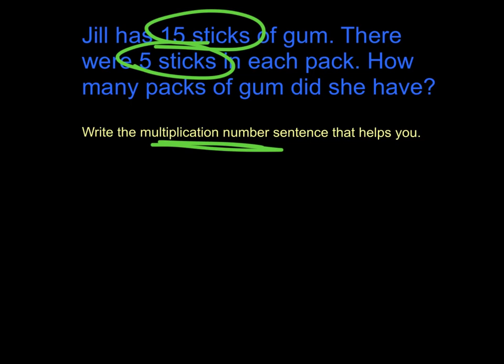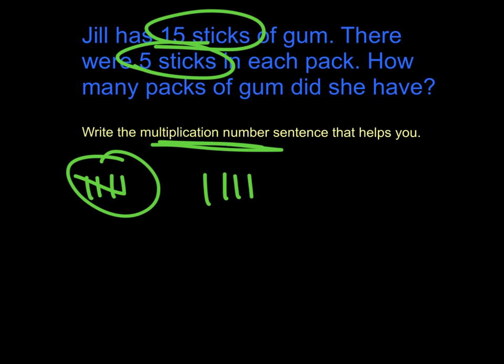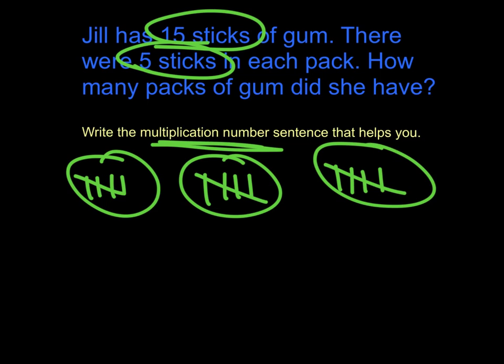So 15 sticks of gum, and there are 5 in each pack. So I'm going to do groups of 5. 1, 2, 3, 4, 5. 1, 2, 3, 4, 5. So that's 10. 1, 2, 3, 4, 5. That's 15. So originally, I'm thinking it's 15 divided by 5 equals 3.